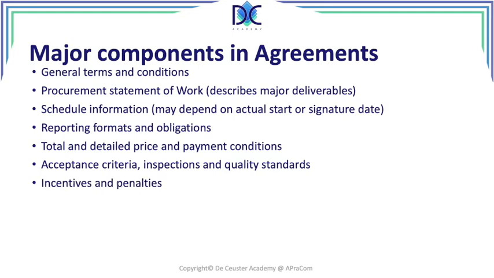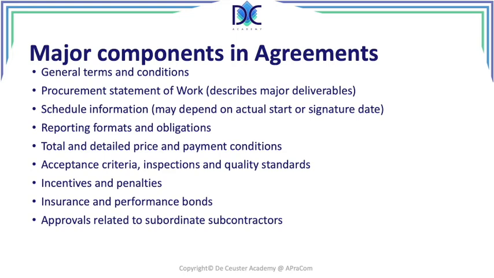We also have incentives and penalties. We've spoken about that. Incentives when you're earlier or you provide better quality or things like that. And penalties when something is not according to the standards. Penalty may even be complete cancellation of the contract with fines to pay. There may be insurance and performance bonds. There may be approvals related to subordinate subcontractors if you have to deal with subcontractors, or the supplier is dealing with subcontractors. You have to see that these also comply with the standards that you want to get.